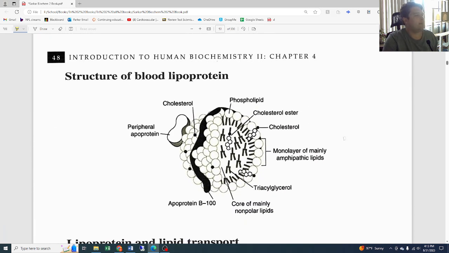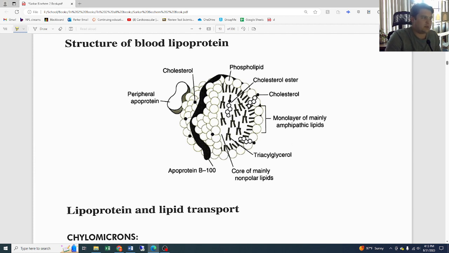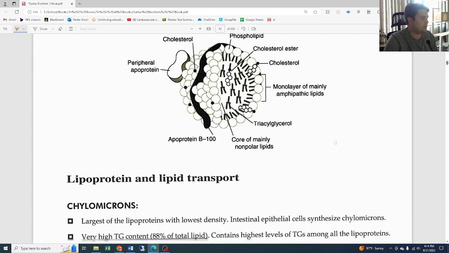That's fine. So the structure of the blood lipoprotein: here we have the blood lipoprotein. We can have cholesterol in there. The apoprotein B100 is one of the examples. The core of those non-polar lipids, the triacylglycerol, is in the middle, with a monolayer of mainly amphipathic lipids, cholesterol ester, cholesterol in there, all of those different types of fats combined with the apoprotein, and having more of that amphipathic lipid layer on top.